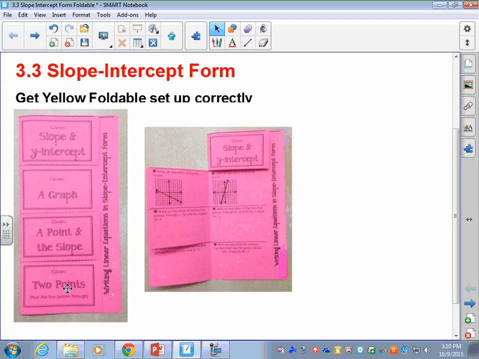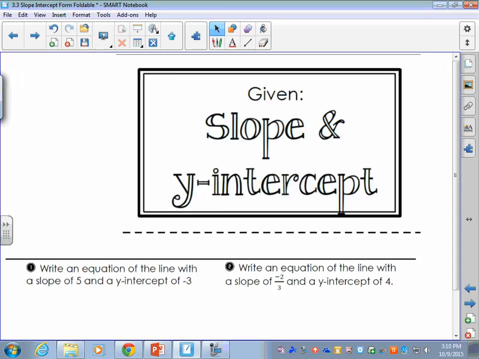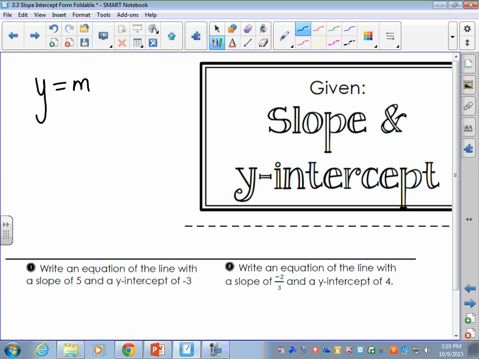If you didn't get your stamp, I'm still going to come around. I'm going to tell you what you need to put next to each tab. So the first one we have, let me move this over, because you should have some space over here next to your slope and y-intercept tab. We need to write that the slope intercept form is y equals mx plus b. I think some of you are already familiar with this form. We're just going to reinforce what you know.